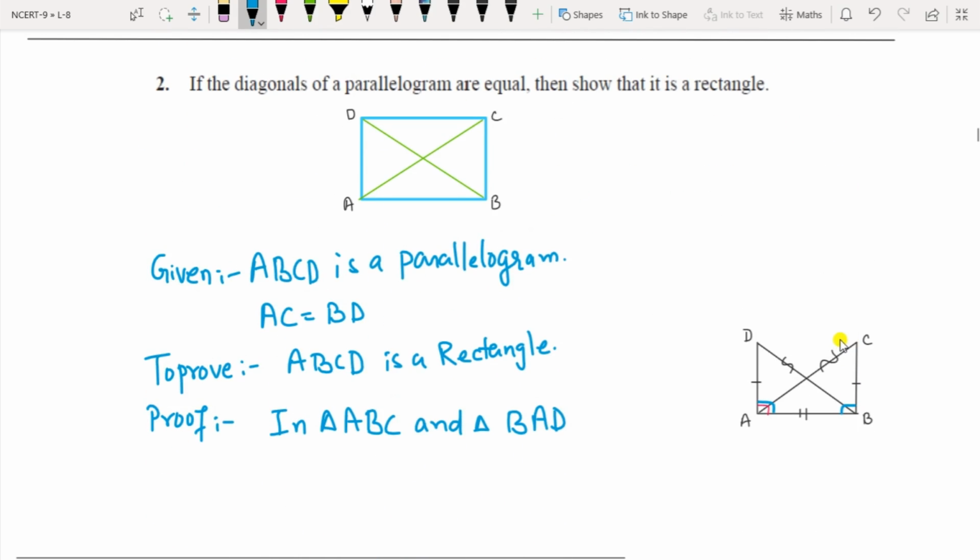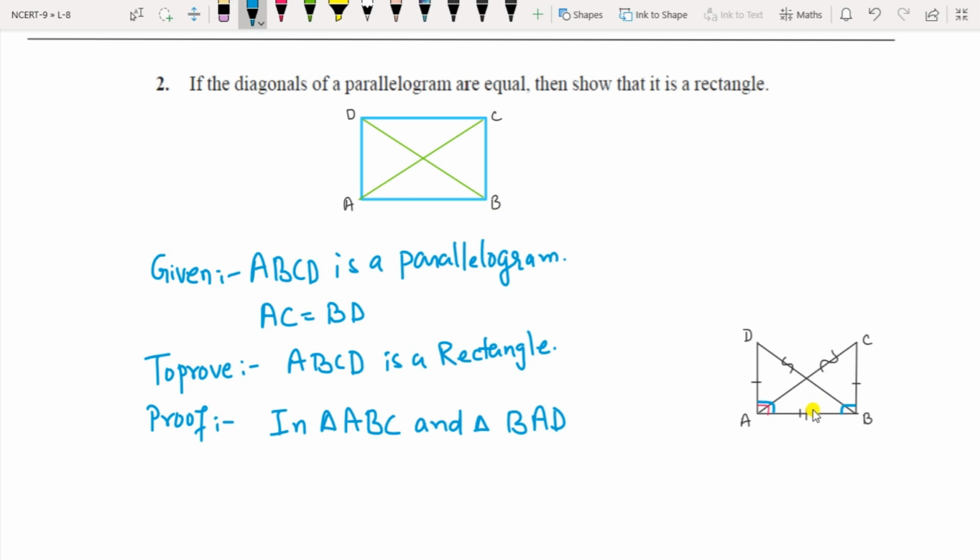The second question is, if the diagonals of a parallelogram are equal, that is AC is equal to BD here, that is given, then show that it is a rectangle. Now some of the questions here are prove the following. So you have to write given, to prove and proof. ABCD is a parallelogram given where AC is equal to BD. You have to show that ABCD is a rectangle.